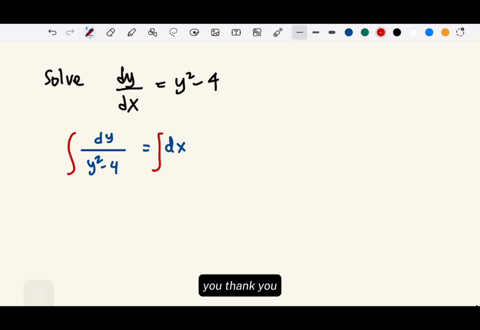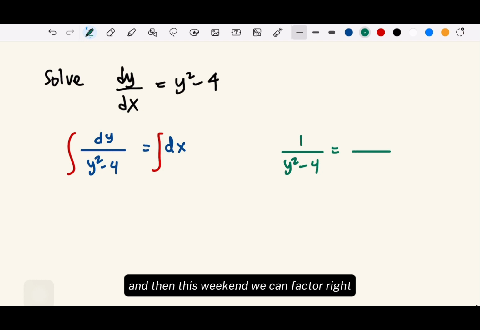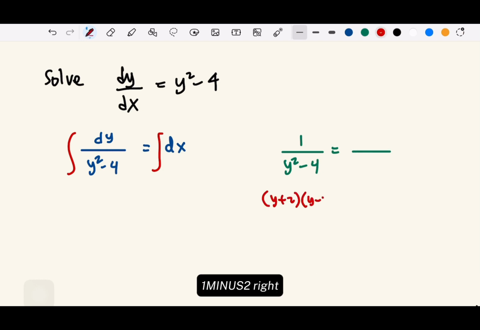Tangent? Tangent should be plus, right? Any idea? Yes. Correct. Partial fractions. So let me write in another paper here. We could just take the 1 over y squared minus 4, and this we can factor, right? We can factor it becomes (y plus 2)(y minus 2), right?